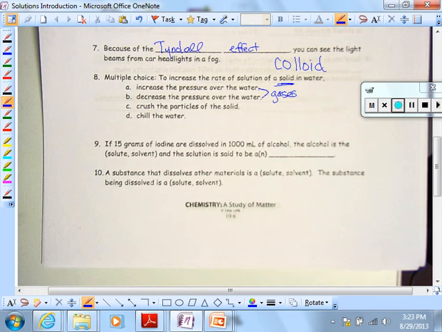Would you crush the particles of a solid to help it dissolve faster? Yes. Okay? So C. And chilling the water would cause that to slow. Again, it's opposite for a gas.